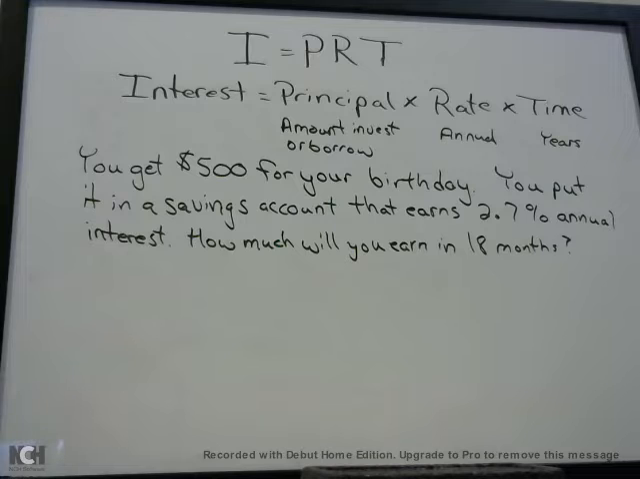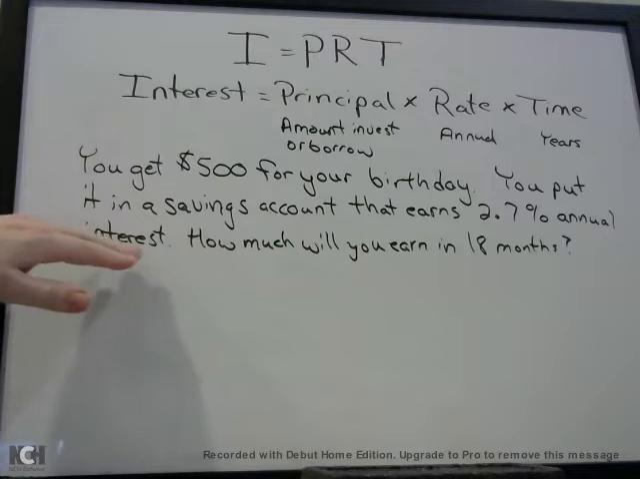So here's an example problem. You get $500 for your birthday. You put it in a savings account that earns 2.7% annual interest. How much will you earn in 18 months? When you see this is about how much interest you're going to earn, you immediately want to go to the formula. So I equals PRT.